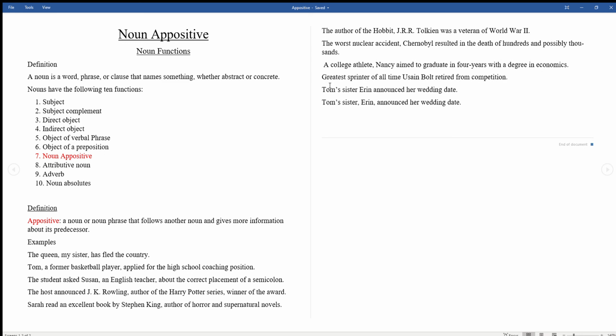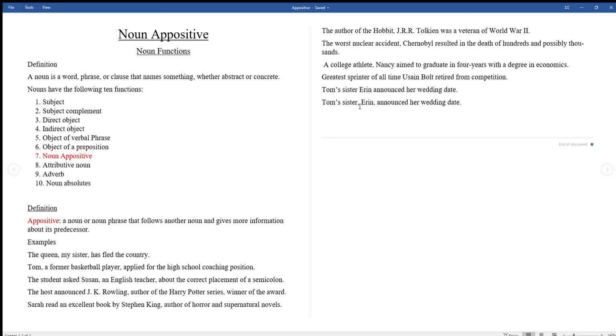Lastly, we can have another situation where the commas are not used. So Tom's sister, Erin, announced her wedding date. So in this case, because we don't have commas, we're actually restricting, what's called restricting. We're limiting who Erin is. We're saying this is Tom's sister. This means that Tom has more than one sister. And we're specifically saying Tom's sister, Erin, announced her wedding because Tom has other sisters besides Erin.